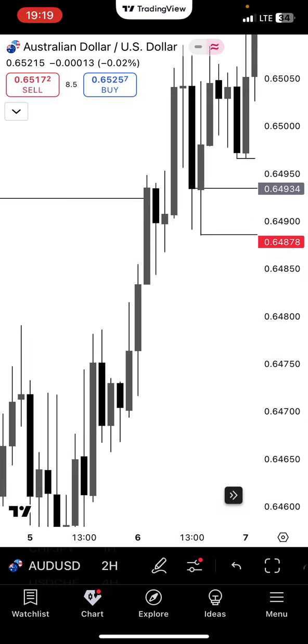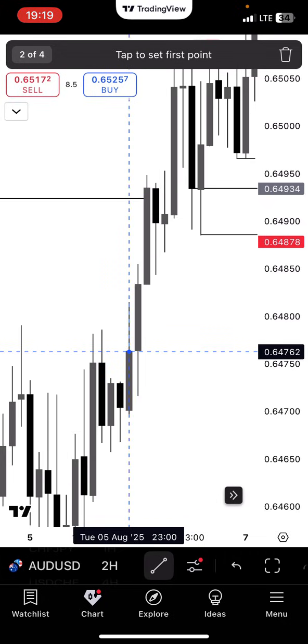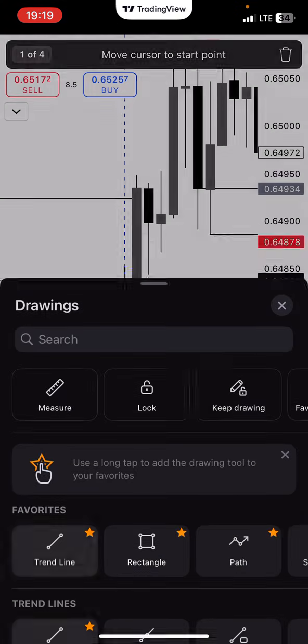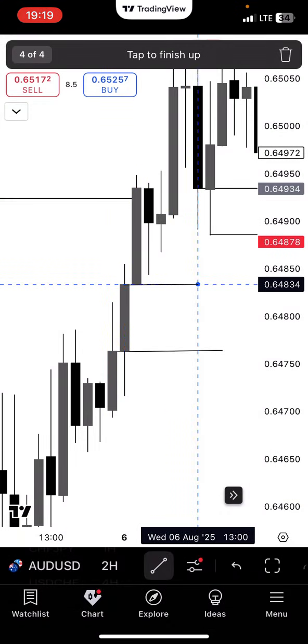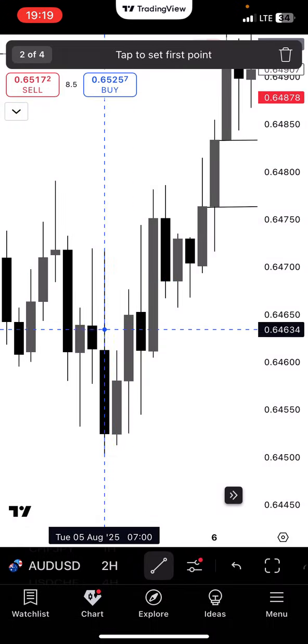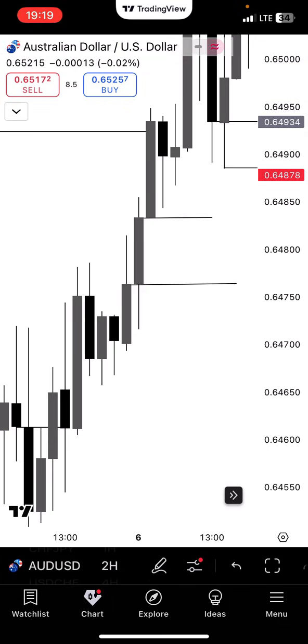So this is it. I don't teach without proofs. I will show you how. That is open, close, key level. So let's mark some. This is open, close, key level as well. Whether bearish or bullish, it doesn't matter. Let's look for a bearish one. So this one here is open, close, key level.